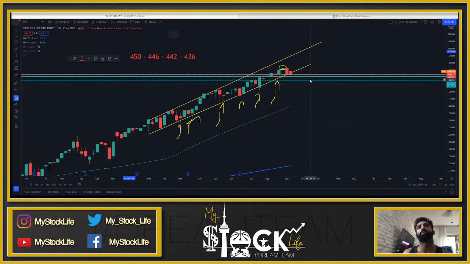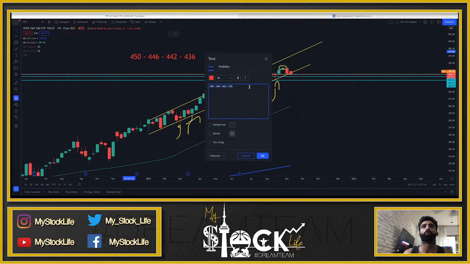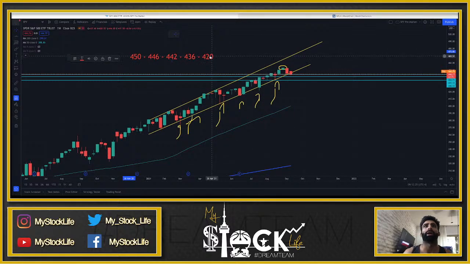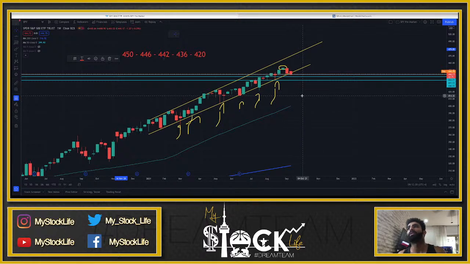Do they consolidate for a bit? Do they make a bear flag? Or do we go lower from 436 all the way towards 420-ish? That would be about a 7 to 8% correction. And then if 420 also fails in the coming weeks, then the next scenario is right at this level, which is 400, 410 in this zone right here.